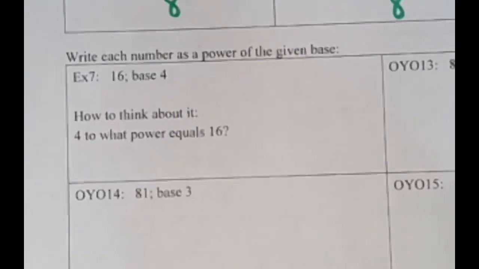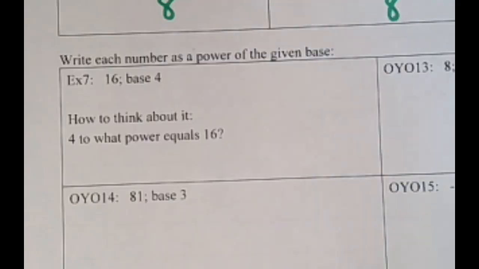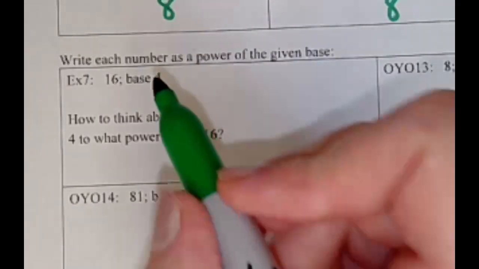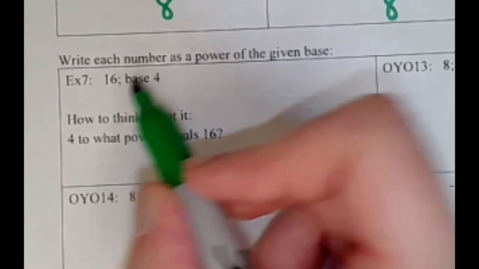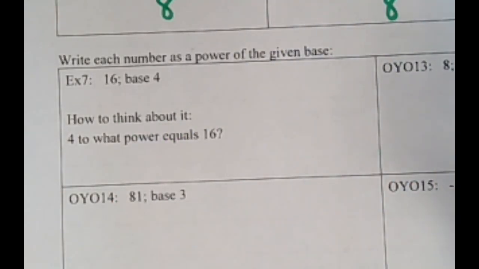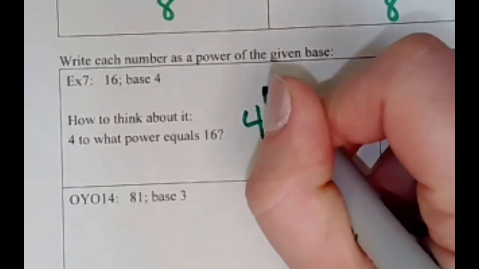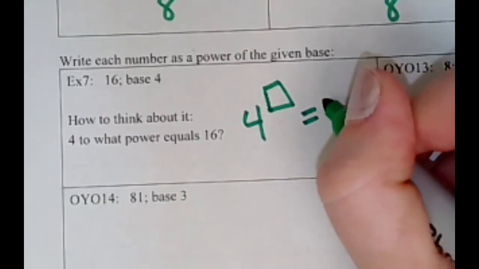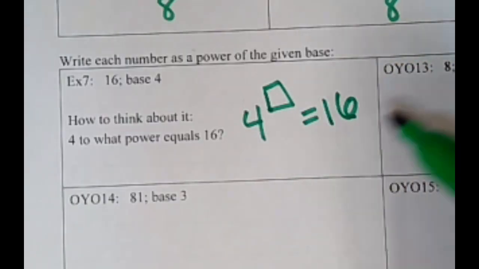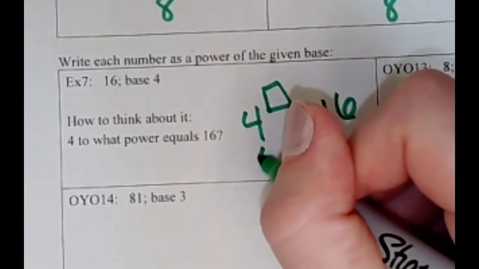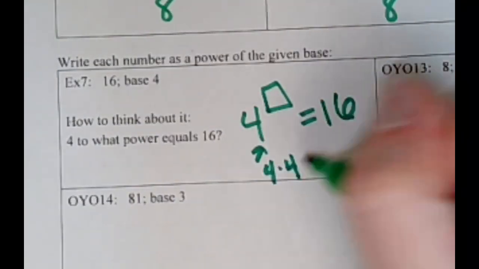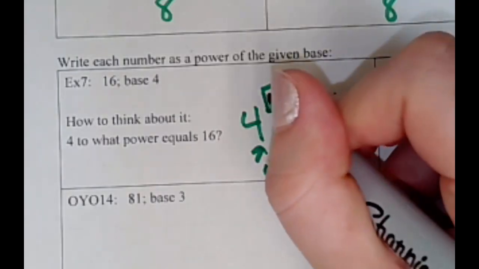Moving on to example 7, it says write each number as a power of the given base. So we're just practicing terminology here. The base is 4, and then 16 is going to be your answer. So you're kind of working backwards here. It's saying 4 to what power would give you 16. So 4 times itself, how many times would give you 16? Well, 4 times 4 is 16, so it's 4 to the power of 2.